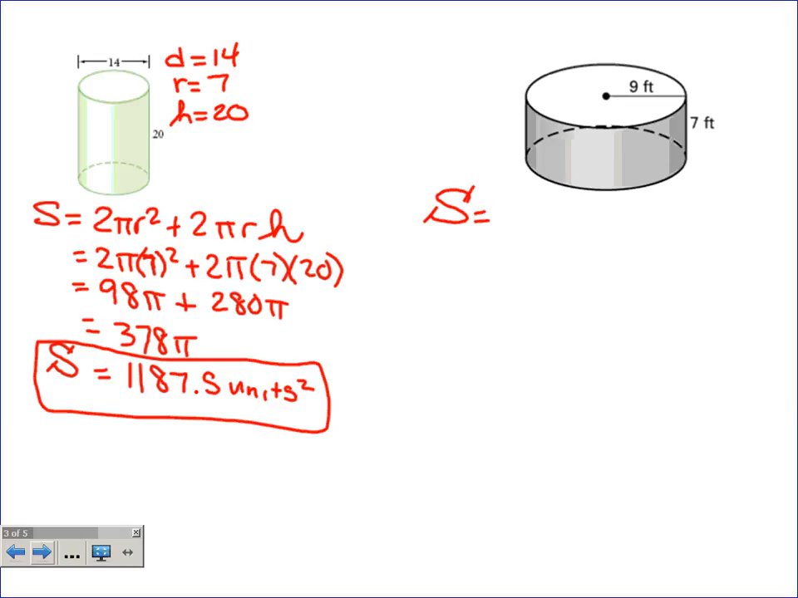Maybe he didn't write it down. I don't think so. 2 pi r squared plus 2 pi r h. That's it. That's good. Let's identify some things.